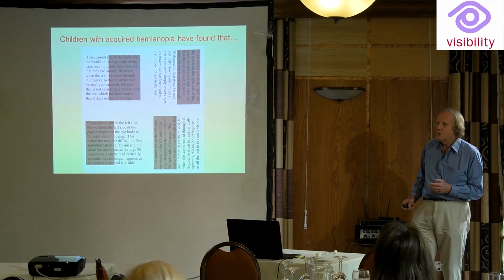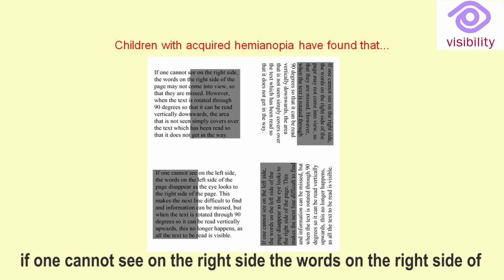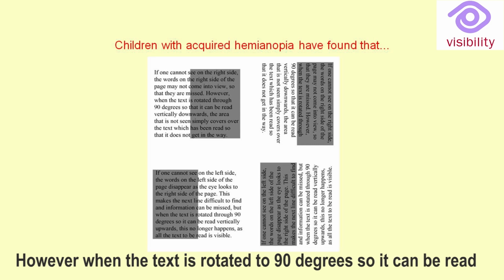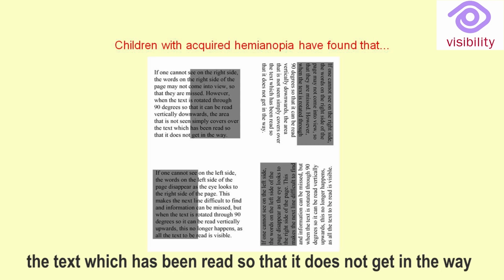So, children with acquired hemianopia have found that if one cannot see on the right side, the words on the right side of the page may not come into focus or view, so that they are missed. However, when the text is rotated through 90 degrees so that it can be read vertically downwards, the area that is not seen simply covers over the text which has been read, so that it does not get in the way.